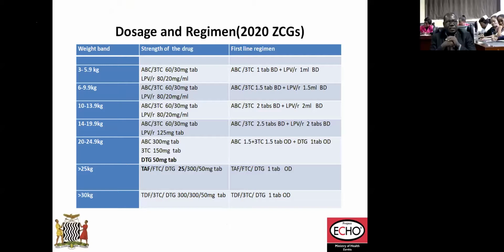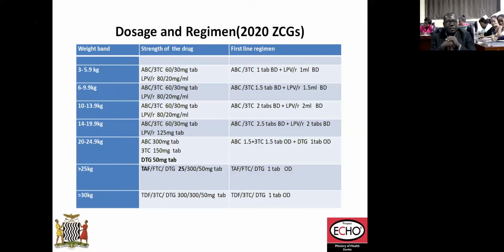So we've tried to simplify this so that when people look at the weight band, they know what drugs to give and how much to give. For example, I'll start from the 3 to 5.9 kgs. This is exactly what is on your dosage chart if you can check it after this session. From the weight band, we go to our recommended regimen, which is ABC3TC and Lopinavir.